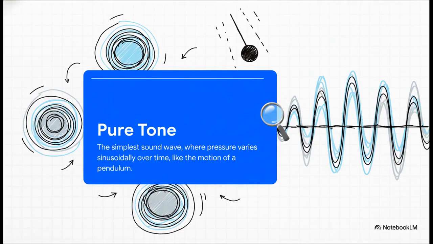So our building block is this pure tone, and I want you to picture it as just a perfectly smooth, repeating wave of air pressure. The pressure goes up, then down, then back up again in this beautiful, clean pattern called a sinusoid. And just like the slide says, it moves with the same simple, predictable motion as a pendulum swinging back and forth. It's the purest sound you can get.